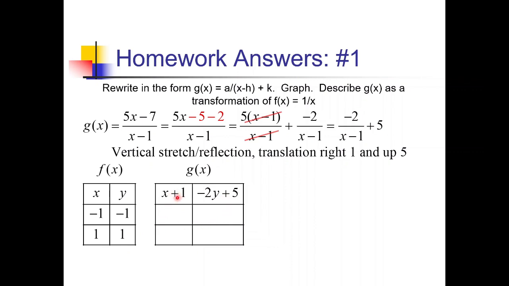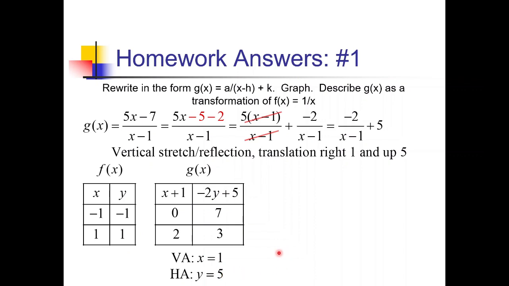Doing my x plus 1 first here, negative 1 plus 1 is 0. 1 plus 1 is 2. And then for the y values, negative 2 times negative 1 is positive 2, plus 5 gives me 7. Negative 2 times 1 is negative 2, plus 5 is 3. And since I shifted 1 to the right, my vertical asymptote is going to now be x equals 1. And since I shifted 5 up, now I have y equals 5 for the horizontal asymptote.